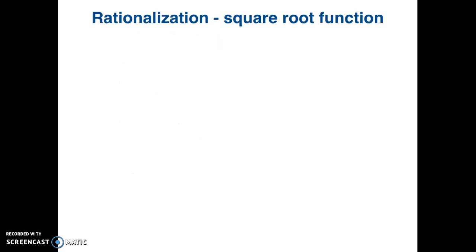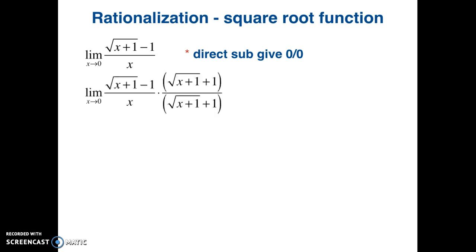Rationalization. We're going to use this whenever we have a square root function. So I have the square root of x plus 1 minus 1 over x. When I use direct substitution, I get 0 over 0. I'm going to multiply by the conjugate. And what the conjugate is, all you have to do is switch the sign in between the first term in your binomial and the second.